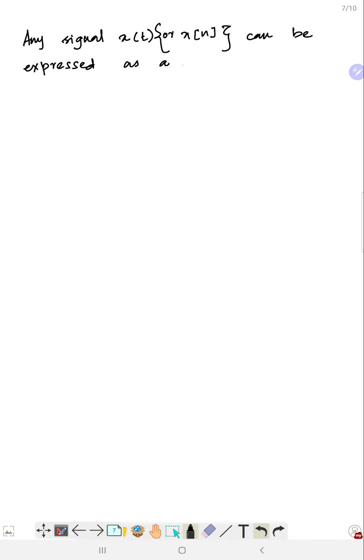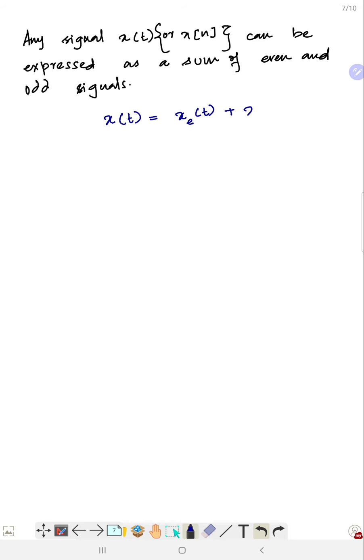as a sum of even and odd signals. Fine. That is to say that every signal can be expressed as a sum of two signals. One of these signals will be odd, another will be even. So if I put it in a mathematical sense, it means I have a signal x of t. It will have an even component, let's call it x subscript e, and it will have an odd component, let's call it x subscript o. Fine. Let's call it equation 1.